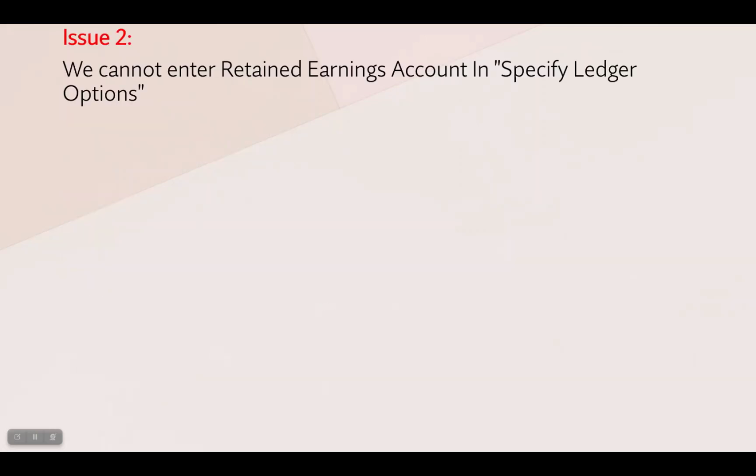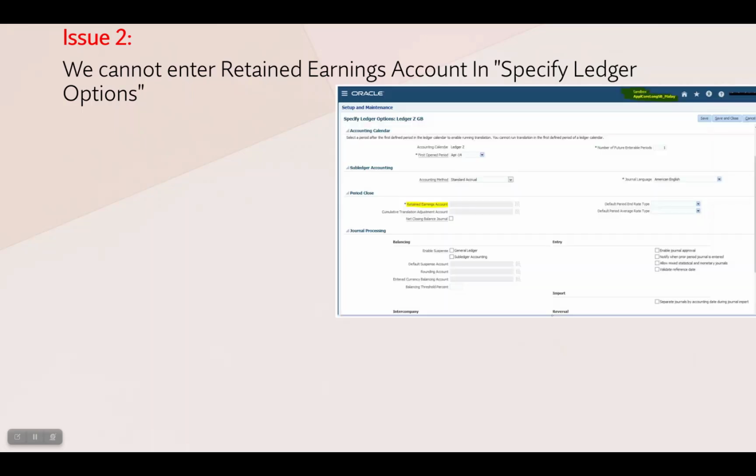Issue 2: we cannot enter the retained earnings account in the Specify Ledger Options. As you know, to implement a ledger, after the value set and deployment, you go to Specify Ledger Options. One of the required options is the REA account. In some cases, you cannot enter this REA. There are a lot of reasons. One of them is that I log out and log in again. Another is that I change the browser. I wait some time. I don't know, this is not logical, but this is what I faced.